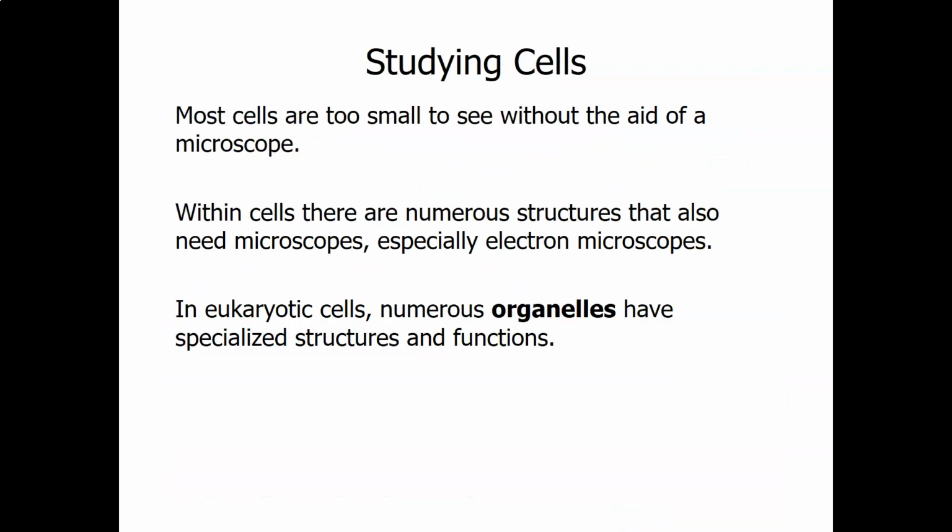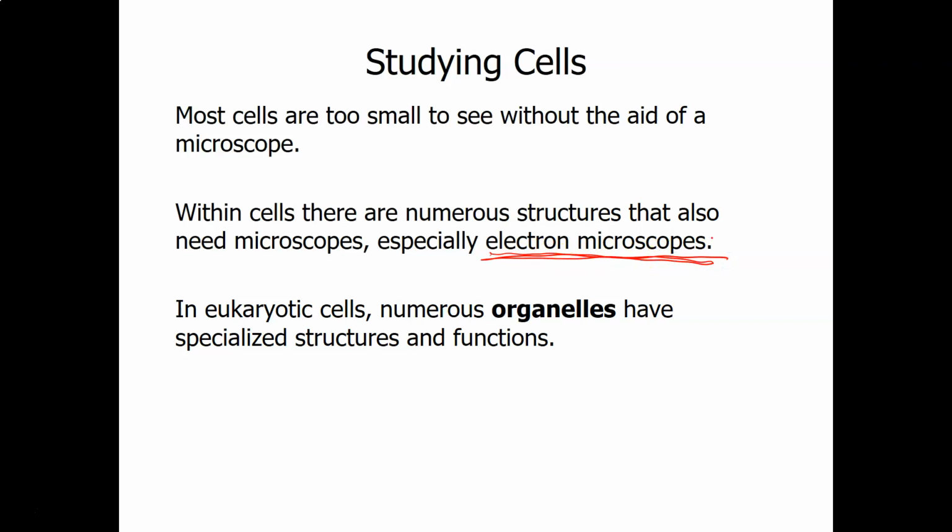All right, so when studying cells, one thing to know is that most cells are too small to see without the aid of a microscope. Even human cells, we need a microscope to see them. Within cells, there are numerous structures that also need microscopes. And in fact, if we're looking at structures within a cell, we almost always need an electron microscope.